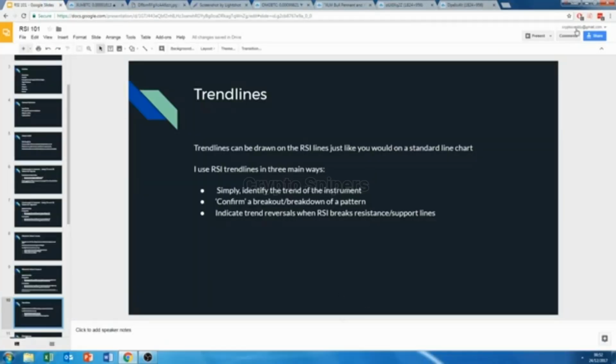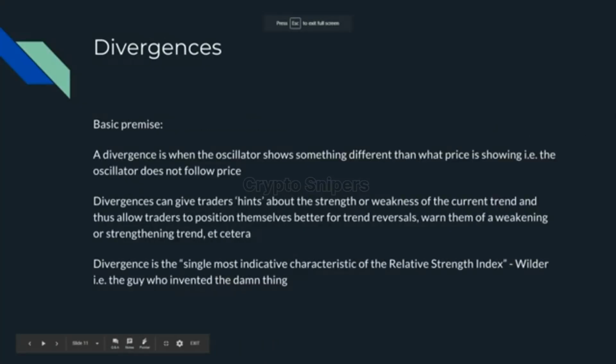So we've covered all three of those. Let's keep going. So I think this is the most powerful tool you can have in your RSI arsenal, and that is divergences.